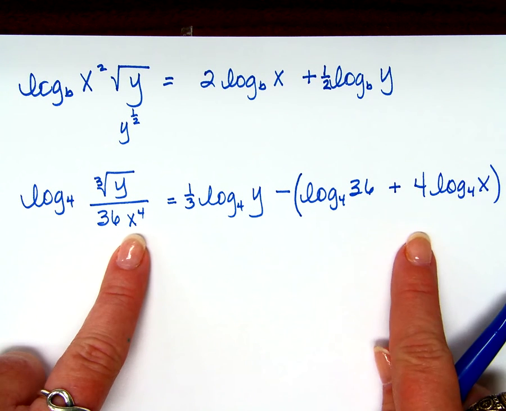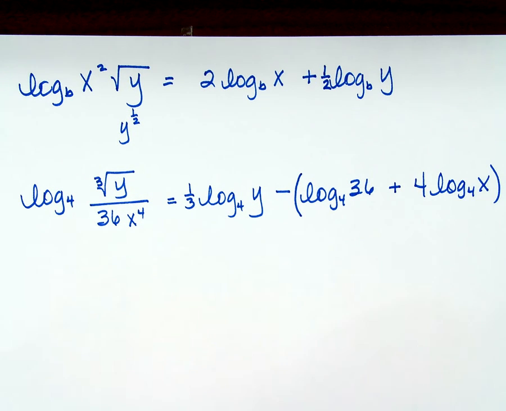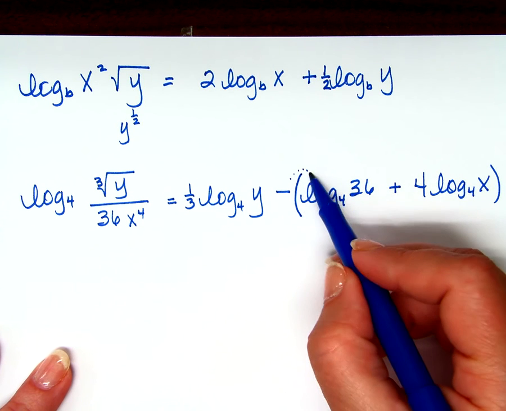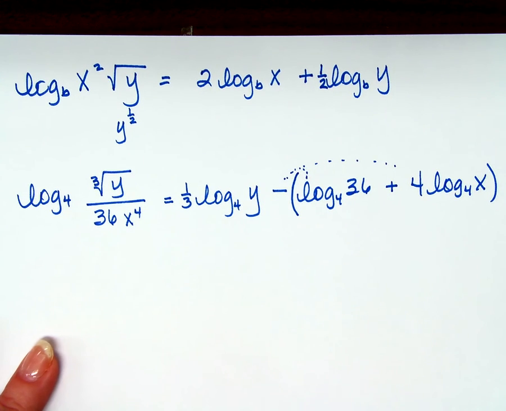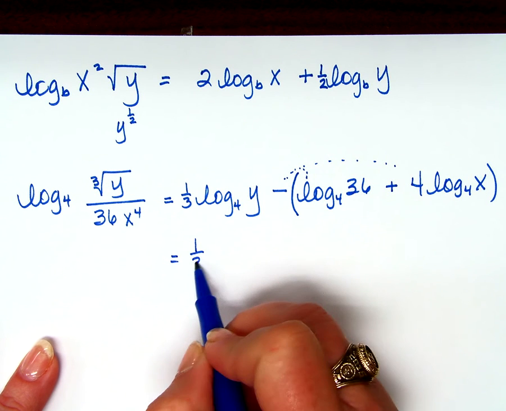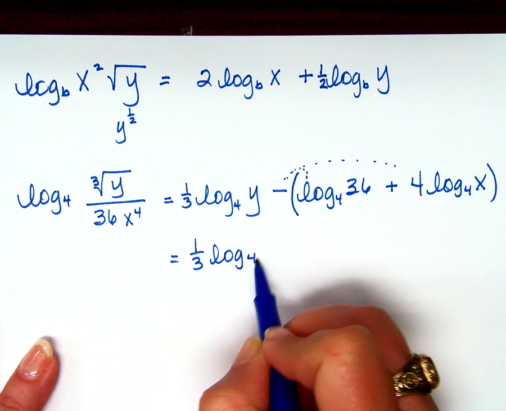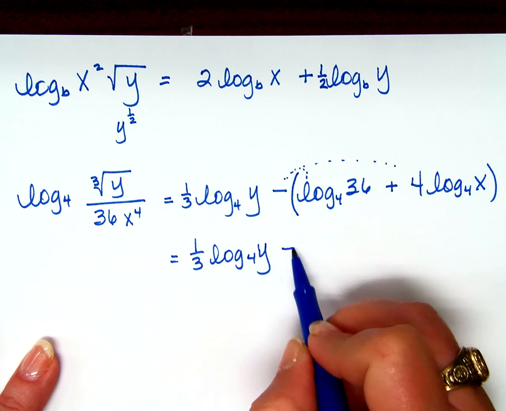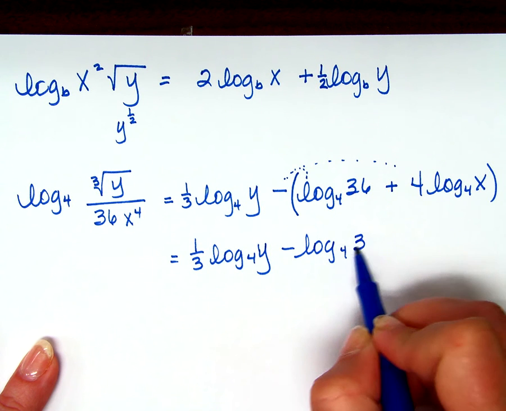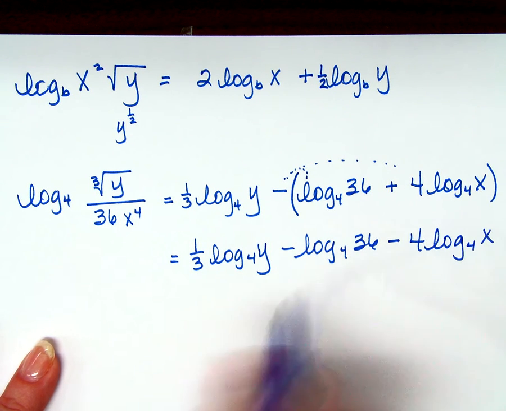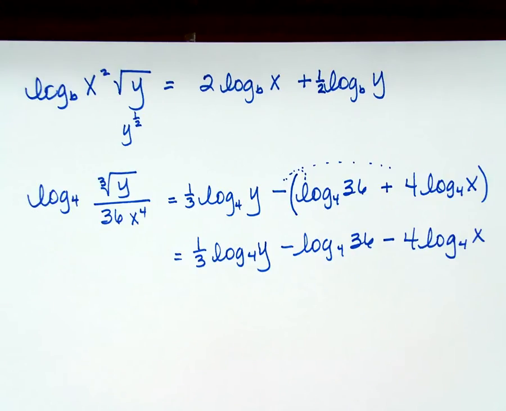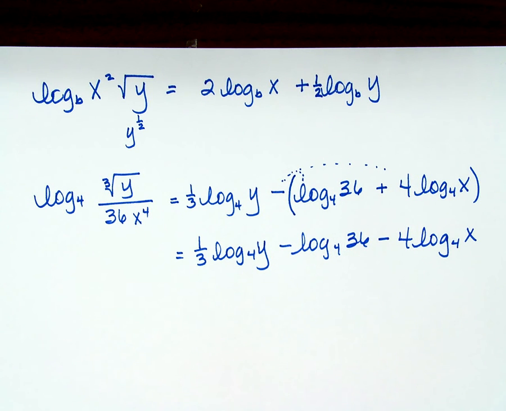But I'll tell you the computer's not going to like that, because it's not all the way simplified. Because what it wants you to do is distribute that negative to each one of those terms. Does that make sense? So what it's going to want is 1/3 log base 4 of y minus log base 4 of 36 minus 4 log base 4 of x. Does that make sense? Do you feel comfortable expanding?